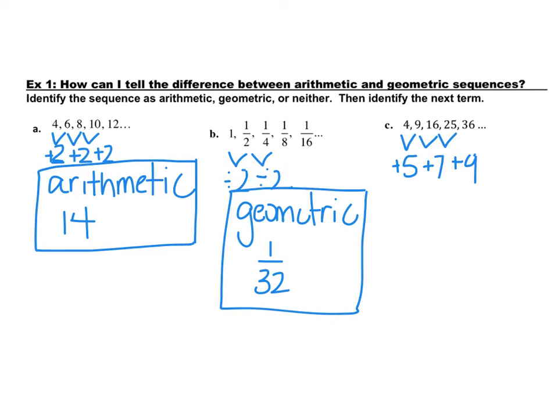So this one is considered to be neither. There's a kind of pattern that's going on. However, this is not just adding the same number each time, or dividing by the same number each time. So this is considered to be neither.